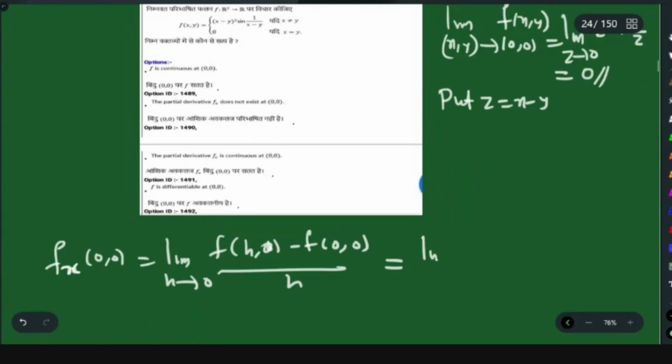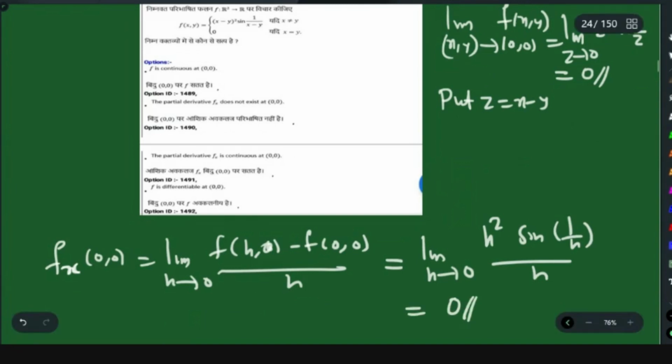So this will be the limit h tends to 0 of h square sine 1 by h divided by h. So h will cancel. Then h into sine 1 by h will come. So h sine 1 by h is going to 0 because sine 1 by h is bounded by 1. So this value is 0. Clear? So fx at 0, 0 is 0. So the statement that the partial derivative fx does not exist at 0, 0 is a wrong option, right? The second option is wrong. What about the third option?